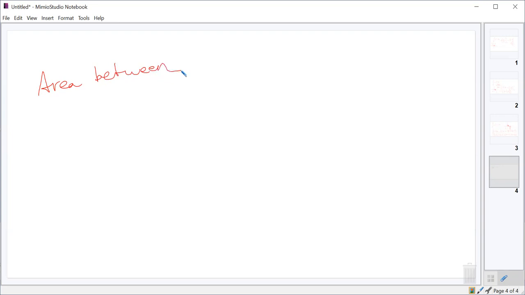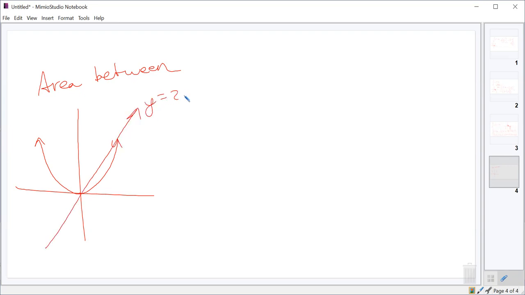What if I ask you to find the area between two curves? Let's say the area between y equals x squared and y equals 2x. So we're looking for this area right here. The area between y equals x squared and y equals 2x. How do we find that area?